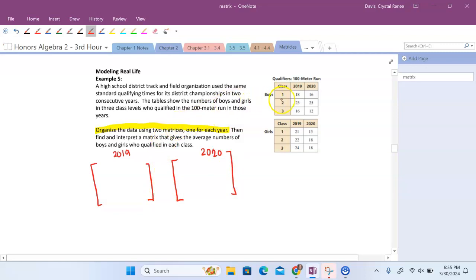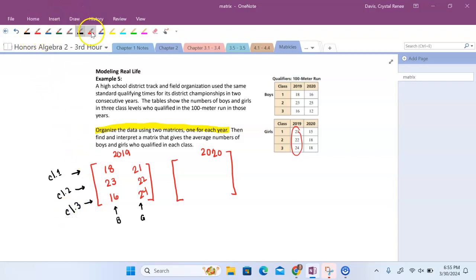All right, so for 2019, if I look at the boys, we had 18, 23, and 16. And then for the girls, we had 21, 22, and 24. Notice this is my boys, and once again, you don't have to label this. This is my girls. This is class 1, this is class 2, and this is class 3.